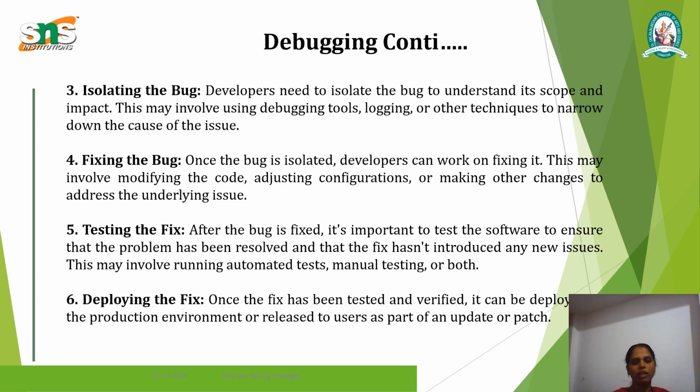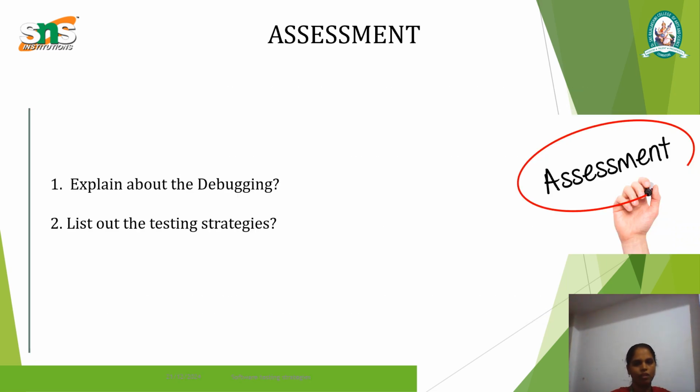This may involve running automated tests, manual testing, or both. We can use any testing methods, for example automated tests or manual tests or both. Then deploying the fix: once the fix has been tested and verified, it can be deployed. So in this session, we have seen the importance of debugging and listed the testing strategies. We can go through these concepts.